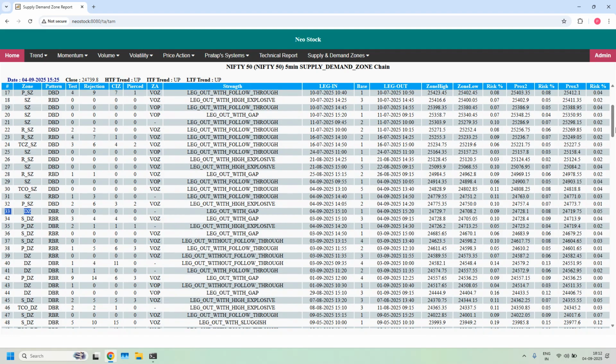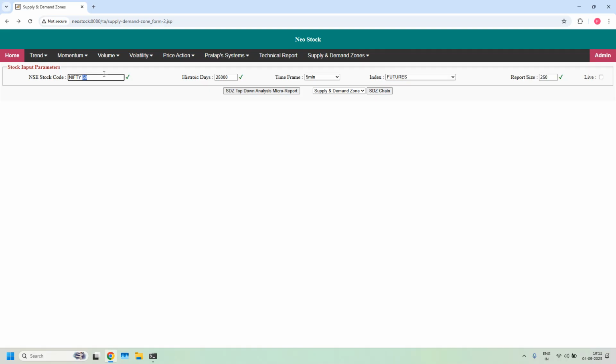So this is a Nifty supply demand zone chain. Next, I will generate Bank Nifty supply demand zone chain report, changing the name to Nifty Bank. That is nothing but Bank Nifty. So generating monthly supply demand zone chain for Bank Nifty.